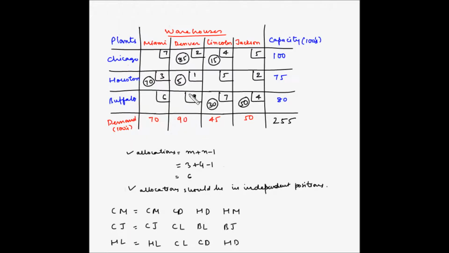And then the last one is Buffalo, Denver. So the closed path for Buffalo, Denver will be Buffalo, Denver to Buffalo, Lincoln to Chicago, Lincoln to Chicago, Denver, and then back to Buffalo, Denver.